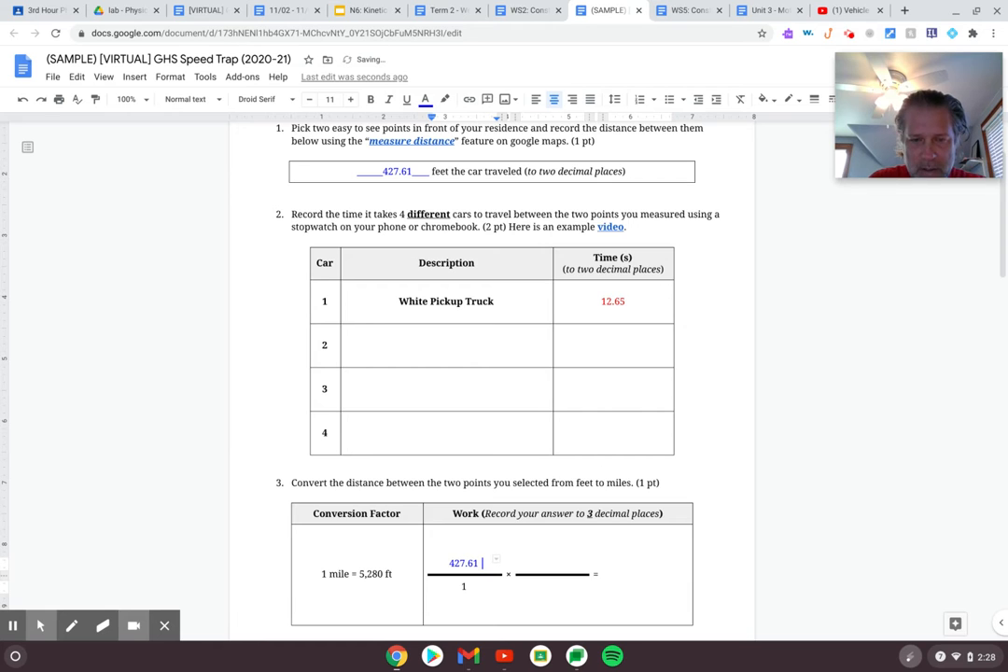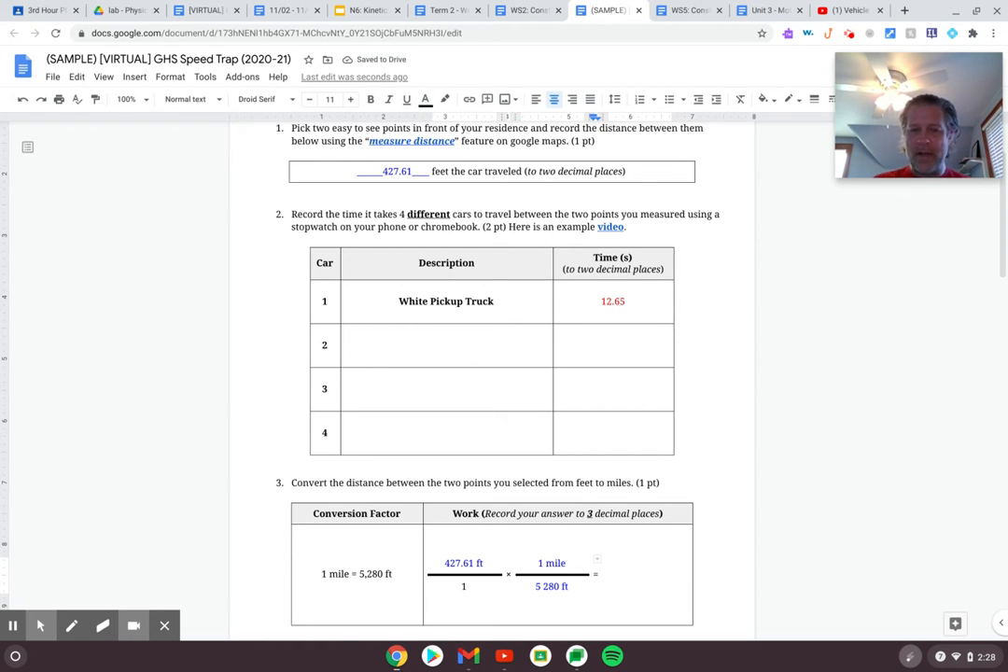So feet. Okay, so when I'm doing this conversion factor, I need to have this next fraction set up so that feet is on the bottom, so that I can cancel out feet and be left with miles. That tells me I'm going to put 1 mile on top, and then 5,280 feet on the bottom.